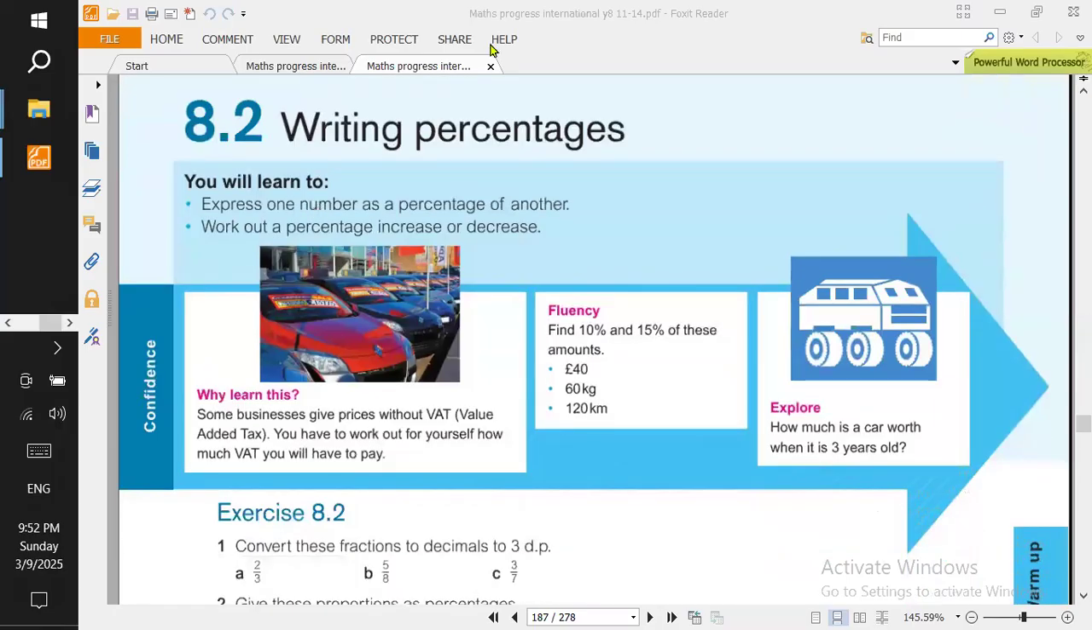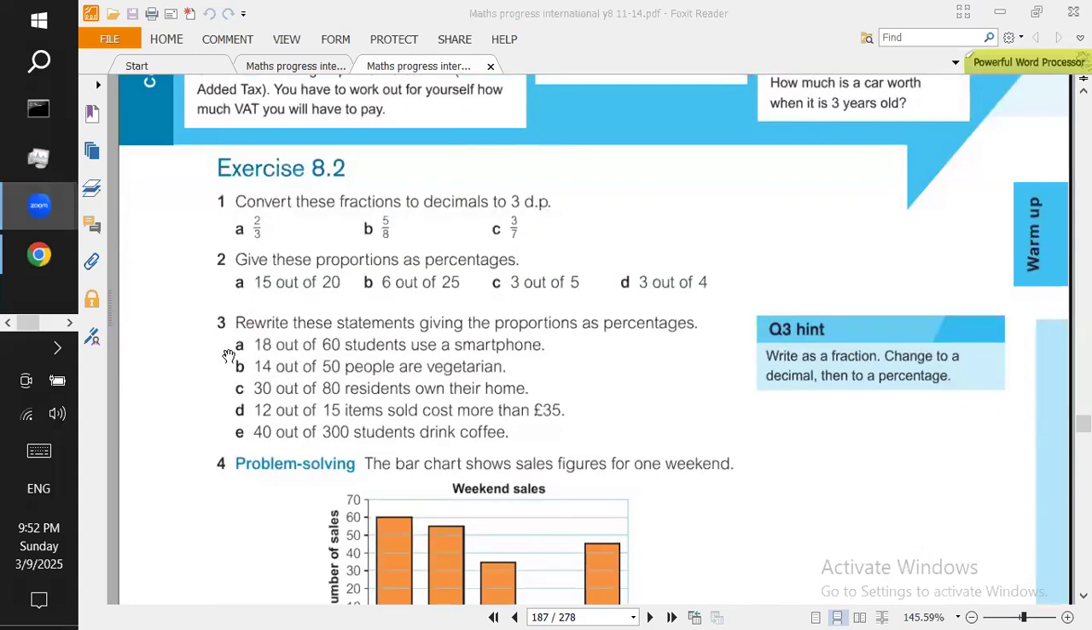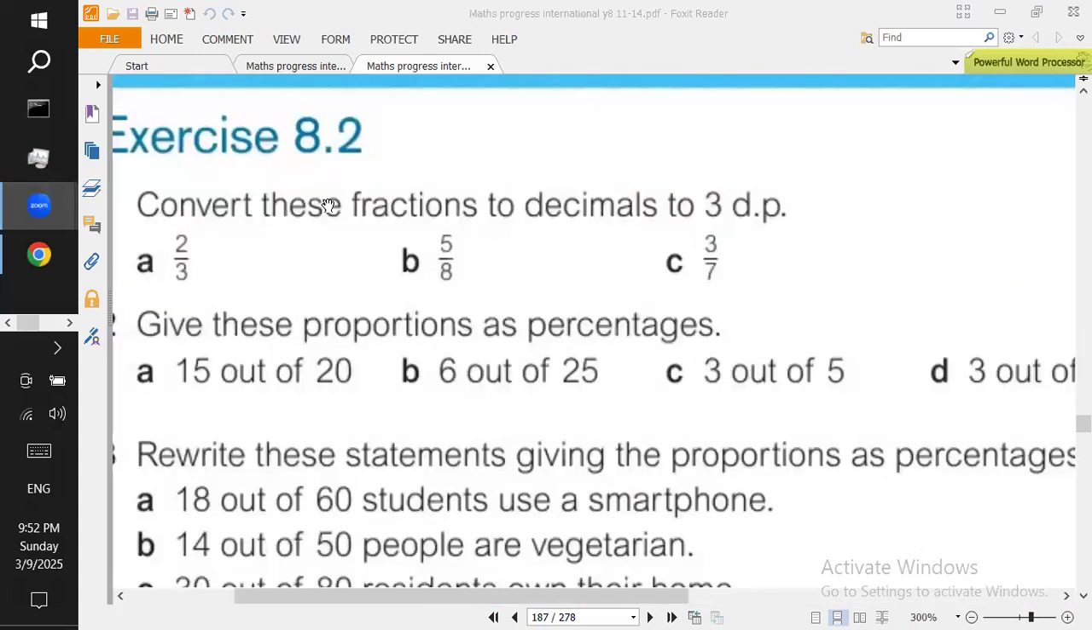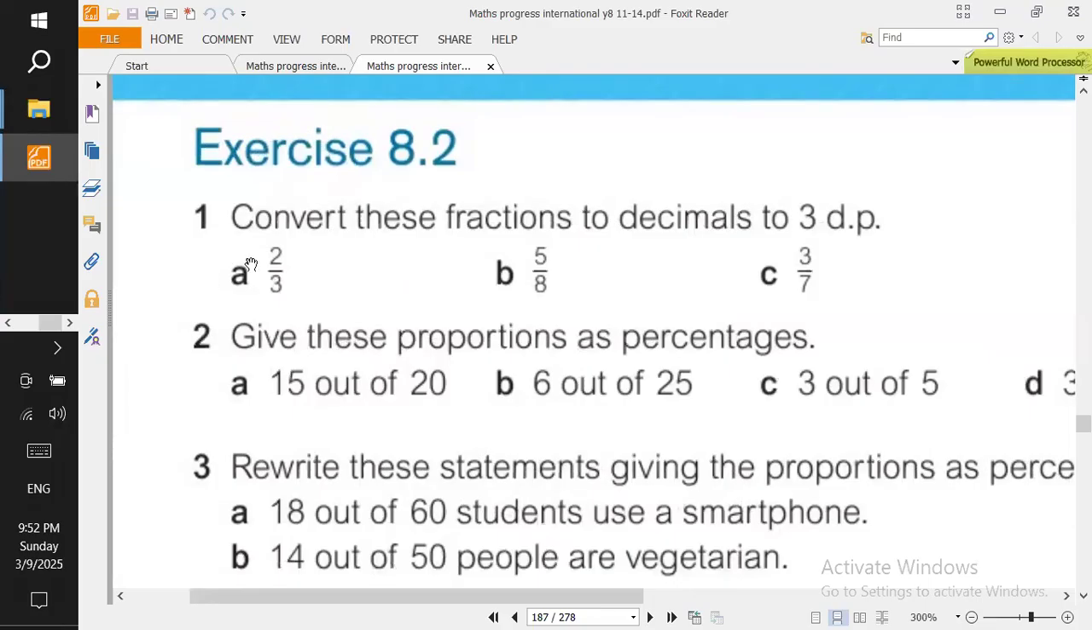Okay, let's move on. 8.2, writing percentages. Now we're going to talk about writing percentages. First, let's talk about these, converting into decimals. Now, to convert these into decimals, you just have to use the calculator and divide them. So 2 divided by 3, you can use it in the calculator, like this.